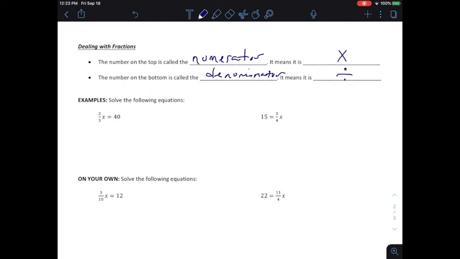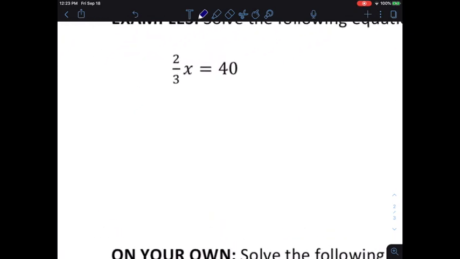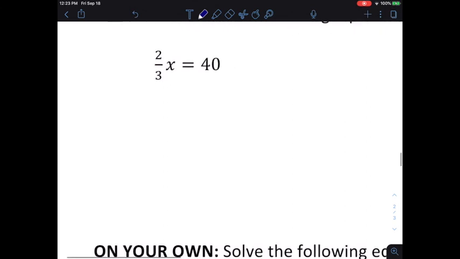All right, so I'm going to go through these 2 examples, and the way I'm going to do this is a little bit different. Okay, so we have 2/3 x equals 40. And if the top number, the 2, is multiplying the x, and the bottom number is dividing the x, we want to do the opposite of both of those things. And we can do them at the same time. So what I want to do is multiply this thing by 3/2. So I'm doing the opposite of both of those things at the same time.